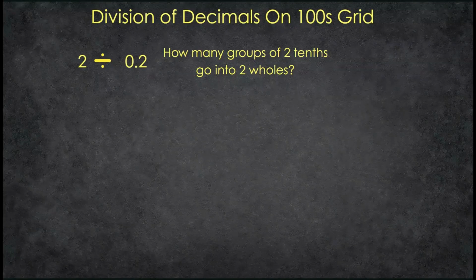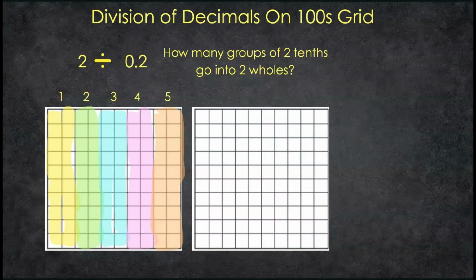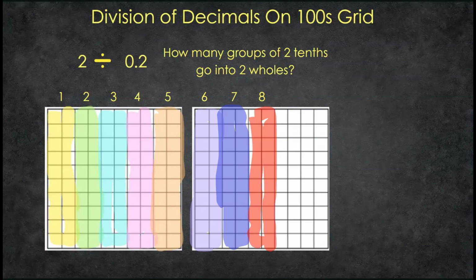Okay, so here are my 2 wholes, and now I'm going to start dividing it up into groups of 2/10. So there's a group of 2/10. Here's another group of 2/10. Here's another group of 2/10. A fourth group of 2/10. A fifth group of 2/10. Sixth group of 2/10. 7 groups of 2/10. 8 groups of 2/10. 9 groups of 2/10. And then finally, I can make another one that's going to give me 10 groups of 2/10. So 2 divided by 2/10, the answer is actually 10.